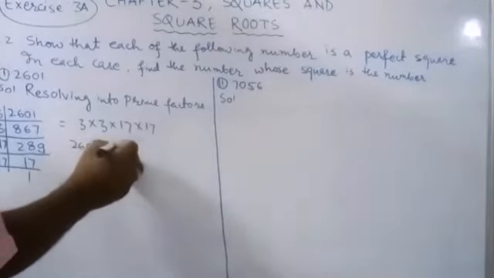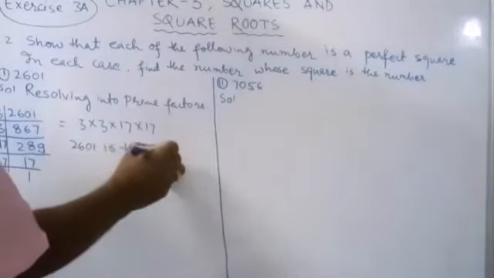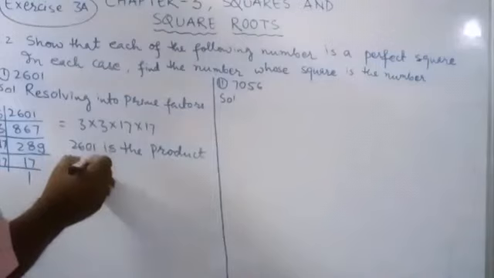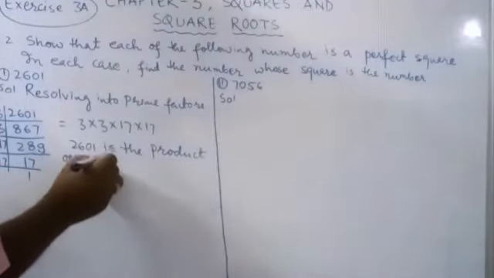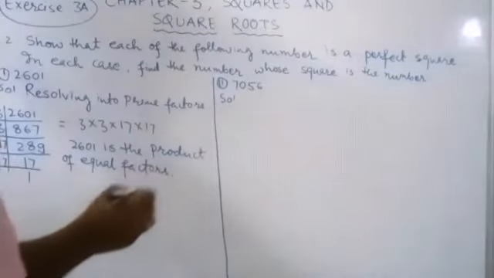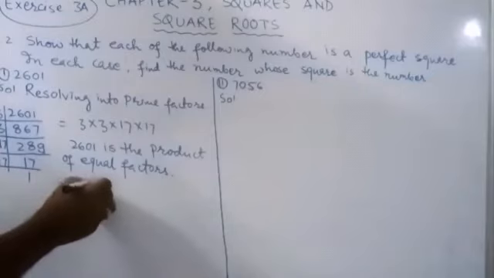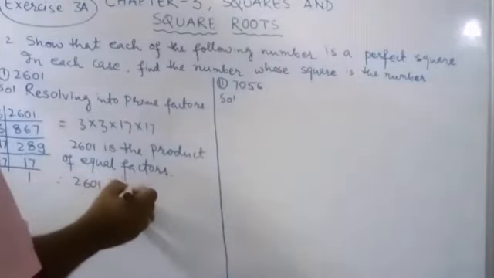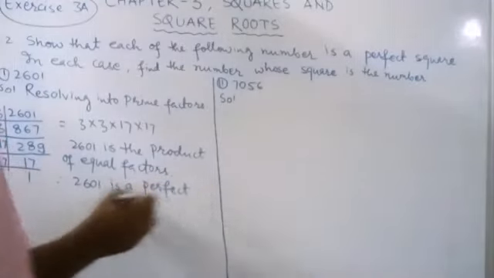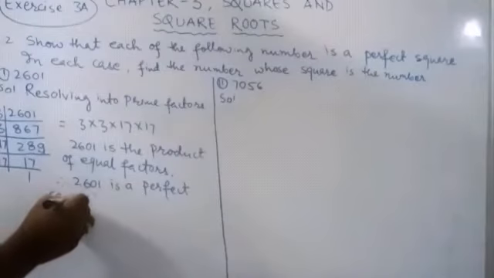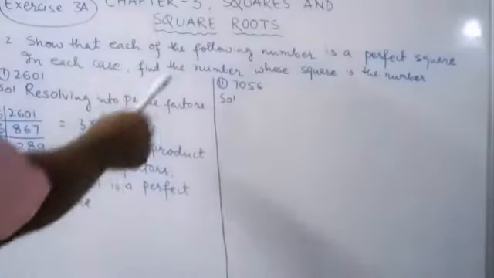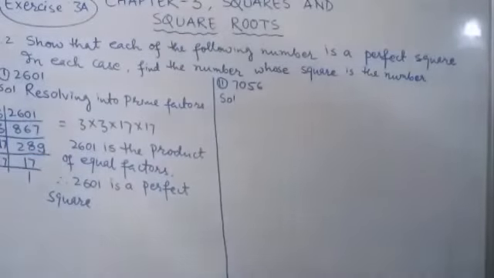2601 is the product of equal factors. Therefore 2601 is a perfect square. Now the second part of the question, we have to find out the number whose square is 2601.